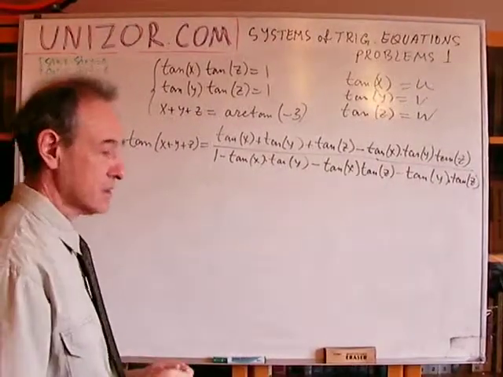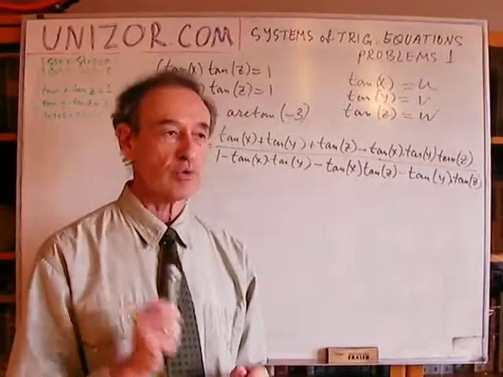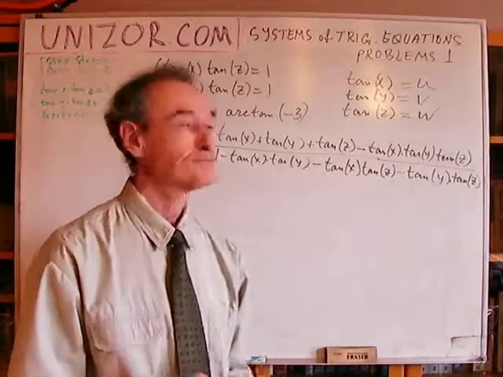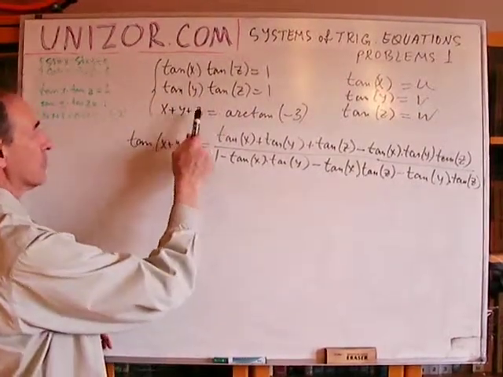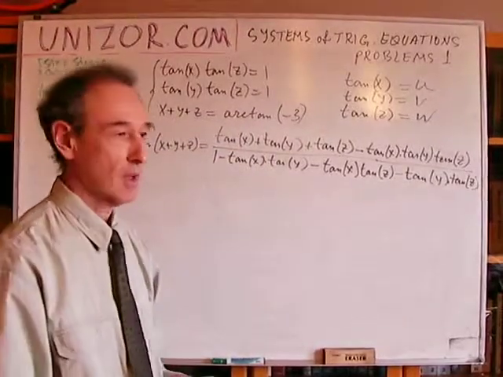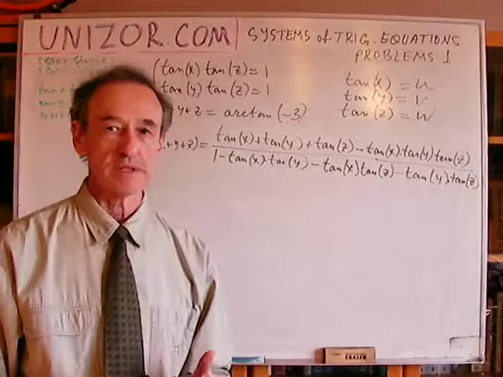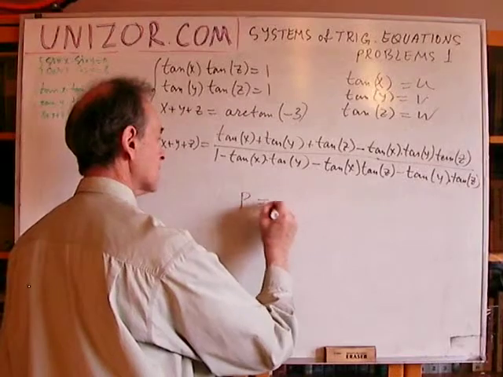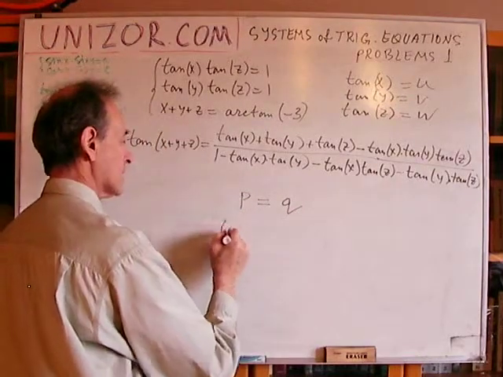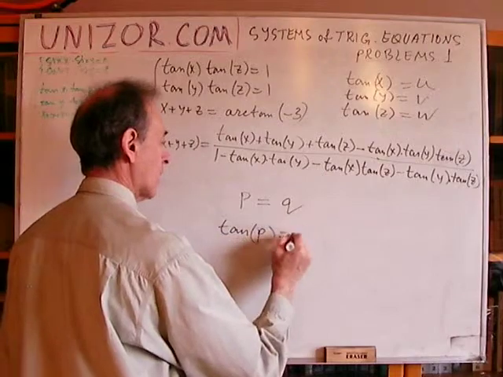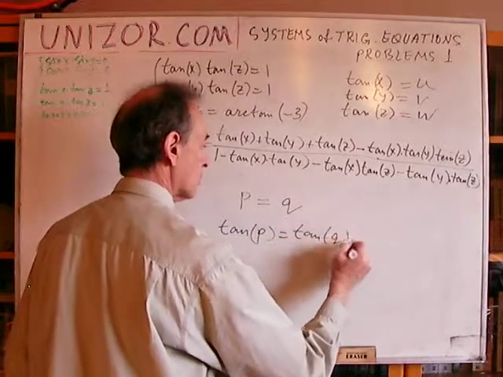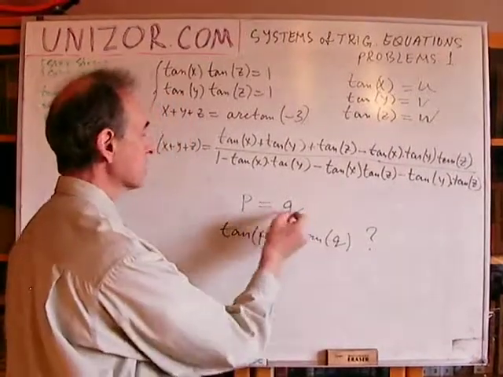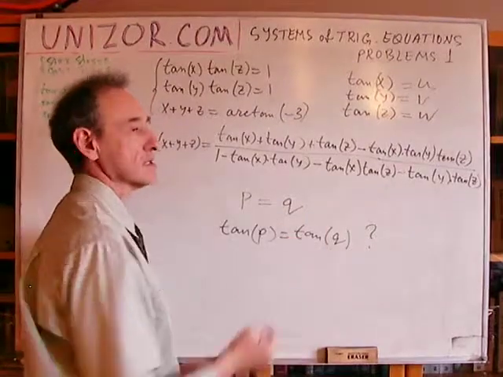However, and here is a very important twist which you really should not lose your focus from. Yes, x plus y plus z equals something. That's fine. But then I take the tangent of both sides. Is this an invariant transformation? So let me ask again. If p is equal to q, is tangent of p equivalent to tangent of q? Are these two invariant? Are these solutions exactly the same as these, and these exactly the same as those? No.